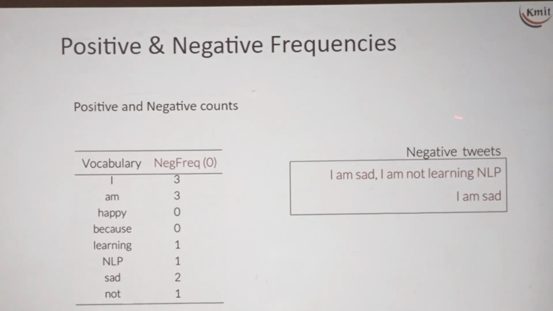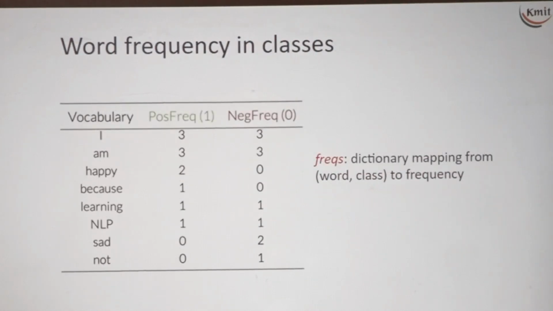You can see this. The word happy and because, what is the frequency count in the negative class? Because those are the positive words, they do not appear in the negative tweets. Okay. In the next step, I am going to combine these two vocabulary words with positive frequencies and negative frequencies. So, this is called the frequency table, which is a dictionary mapping word and class to frequency.